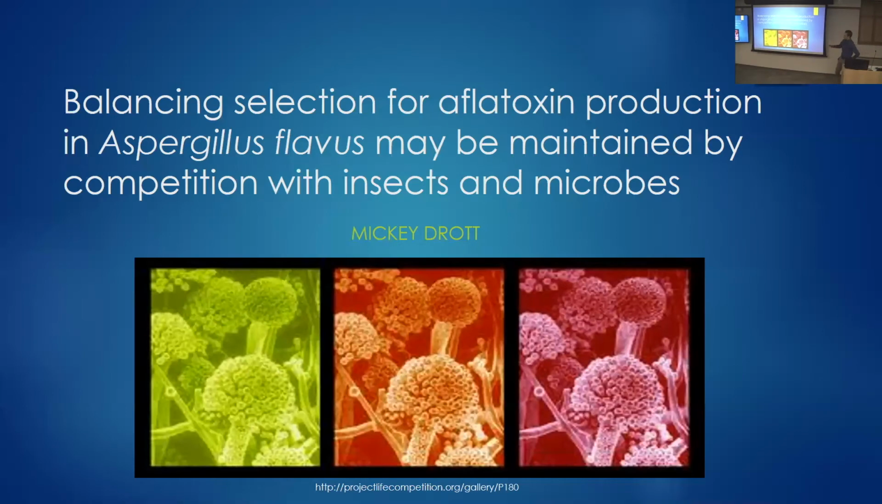So I'll start by demystifying the title a little bit. I won't reread it to you since Michael just read it. But essentially what this means is that there are individuals of Aspergillus flavus who produce aflatoxin and individuals that do not, and both are maintained through evolutionary time, which means that producing aflatoxin must confer a benefit to the fungus sometimes, and not producing the toxin must confer benefit at other times.